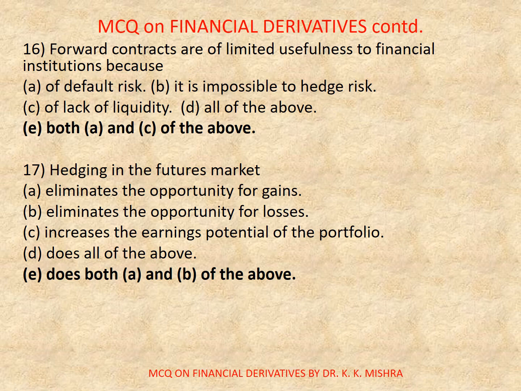Question number 17. Hedging in the futures market. Options are A. Eliminates the opportunity for gains. B. Eliminates the opportunity for losses. C. Increases the earnings potential of the portfolio. D. Does all of the above. E. Does both A and B of the above. Correct option is E. Does both A and B of the above.